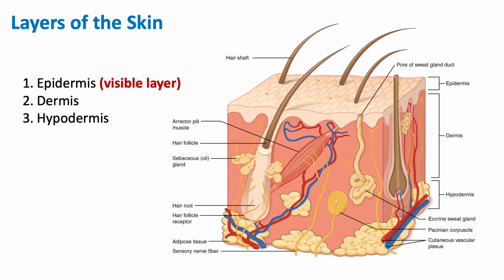The integumentary system is made up of three different layers: the epidermis, dermis, and hypodermis. But when we talk about the skin, it is only made up of two of these layers, the epidermis and the dermis. So when we talk about skin, the hypodermis is not a component of skin. Now, if we take a look at our arms or our legs, the layer of skin that is visible to us is known as the epidermis. So it is essentially the visible layer.